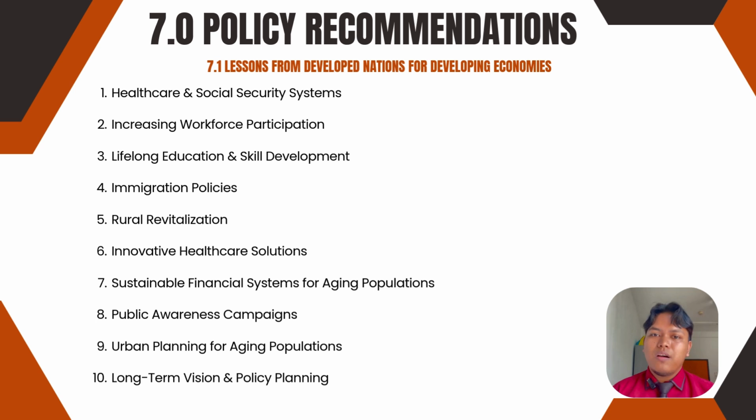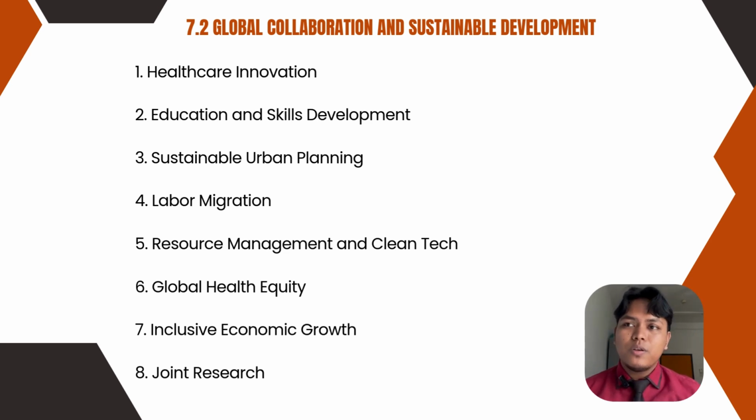The other points are innovative healthcare solutions, sustainable financial systems for aging populations, public awareness campaigns, urban planning for aging populations, and the last one is long-term vision and policy planning. Next, 7.2, global collaborations and sustainable development, India and Japan. Demographic challenges like aging populations and rapid urbanization require global cooperation. India and Japan can work together to develop sustainable, inclusive solutions.